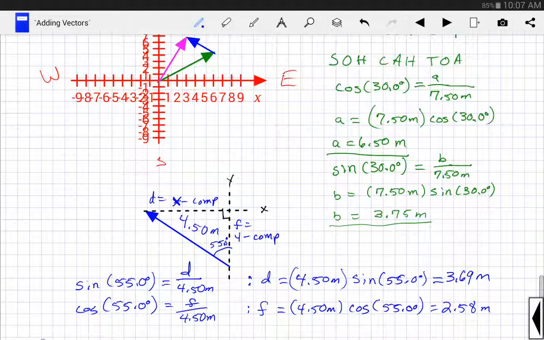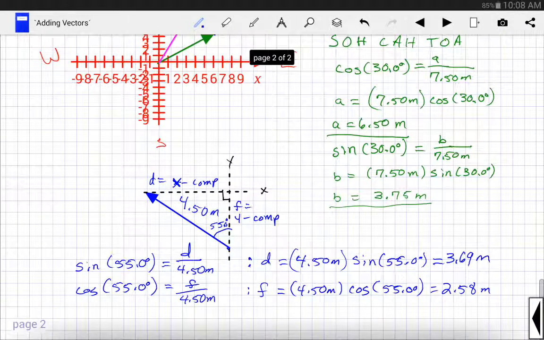So now I've broken this one up into components, except for one thing. What did I do wrong? Well, I didn't make any mistakes, but D is actually negative my x component because it's going to the left. Notice that if I start here and go to here, if I add these two components, I add a plus f, but I have to do a minus d because it's going to the left rather than to the right.